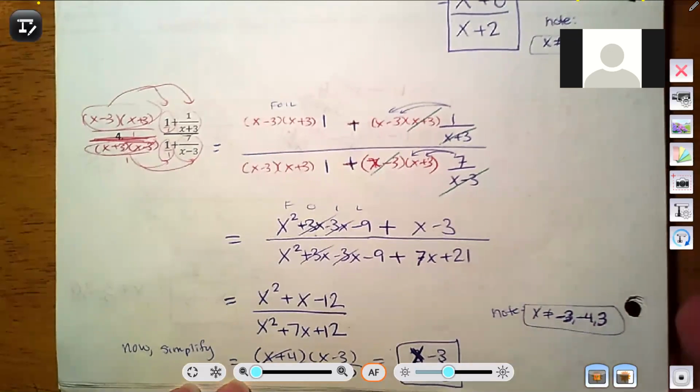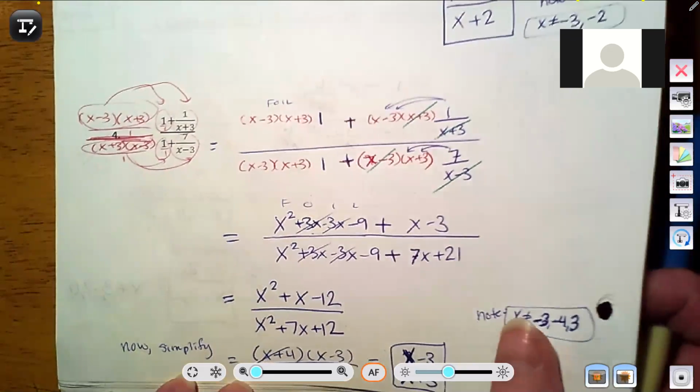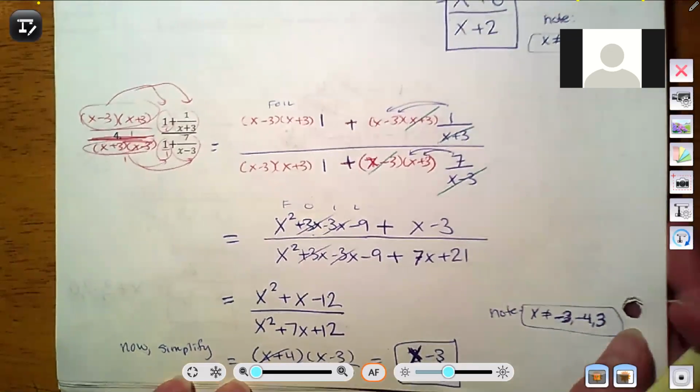So that's a couple examples. You can always pause and look at them and work them out for extra practice on factoring, but there's the method.